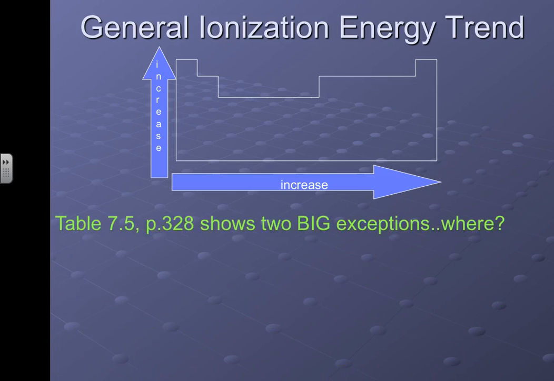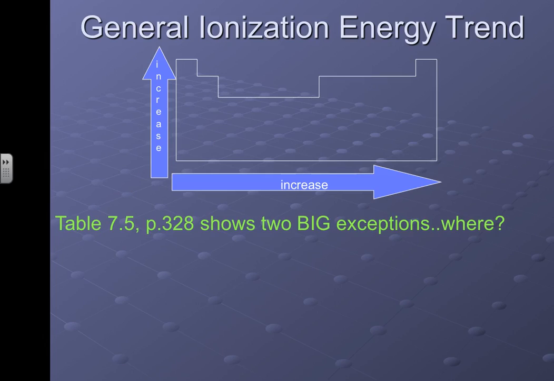I need you to do me a big favor, and this is going to require you to pause the video in a second. In your textbook, on page 328, there's a table, table 7.5. There are 2 big exceptions. Pause the video. See if you can figure it out. Where do you see these exceptions?